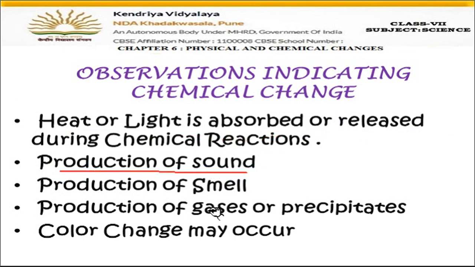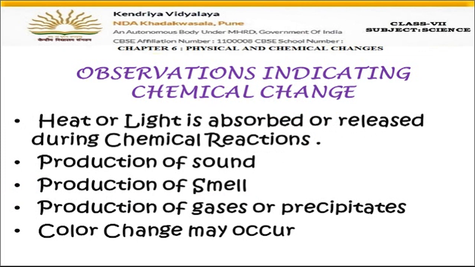Production of sound. If sound is produced when a chemical reaction occurs, that means it's a chemical change. Like when we added vinegar and baking soda, a very little hissing sound is produced. So it's a chemical change. Again, when crackers burn, sound is also released, so it is also a chemical change. So if sound is produced, you can guess that it's a chemical change. Then the third observation is production of smell. If after formation of a new substance a different type of smell comes, then it also indicates that a chemical change has taken place.